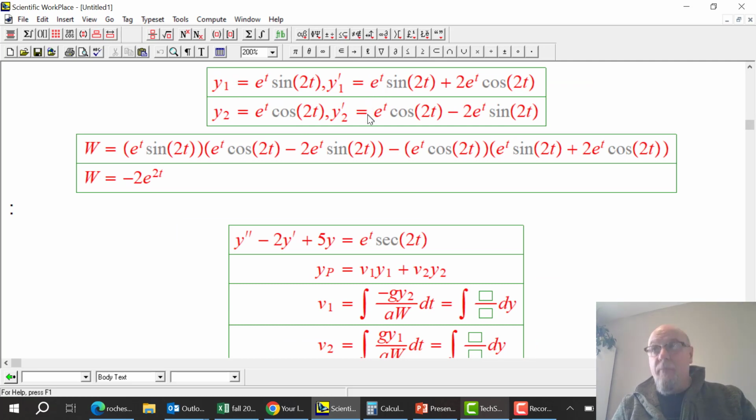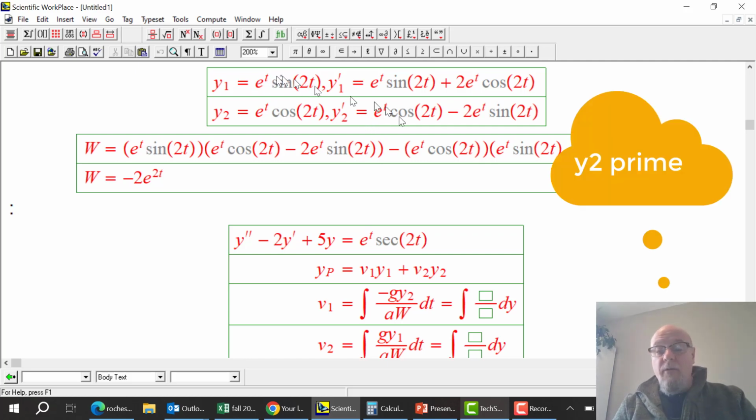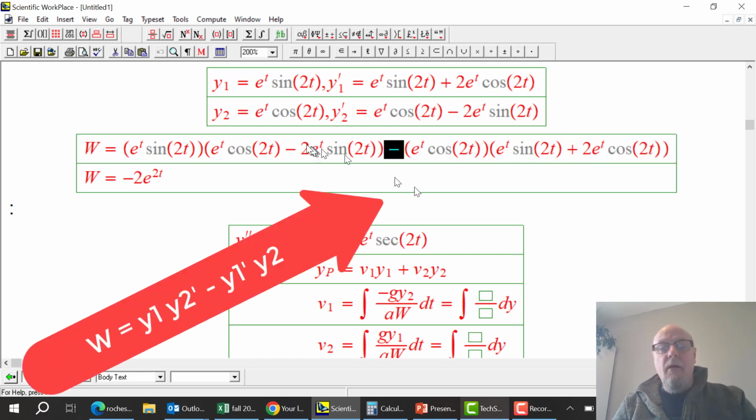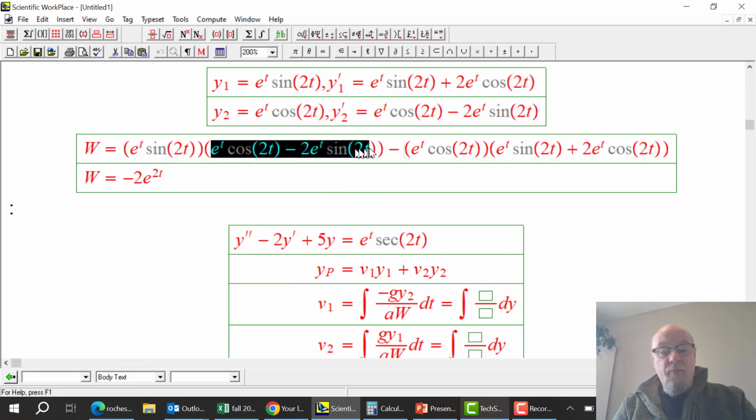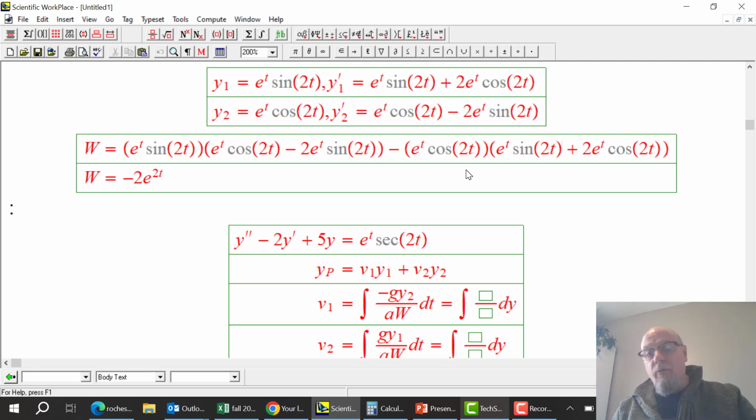The Wronskian is a piece of the formula, so let's get the Wronskian. The Wronskian is y1 times y2 prime minus y2 times y1 prime. So I've got y1 times y2 prime minus y2 times y1 prime. And when we simplify that all up, use the sine squared plus cos squared equals 1 identity, we end up getting a Wronskian of minus 2 e to the 2t. So we need our pieces for our variation of parameters formula.